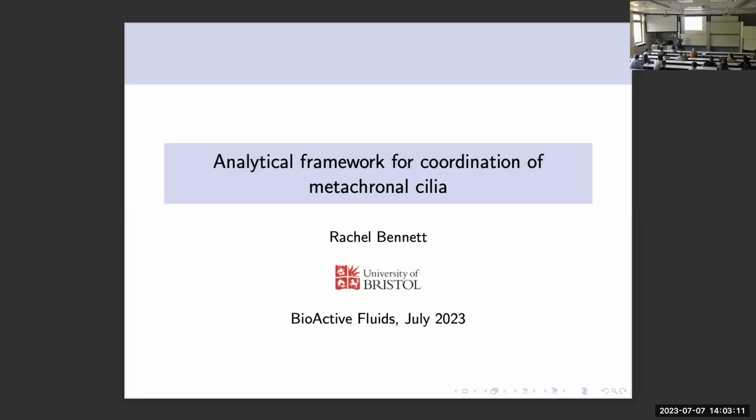How cilia coordinate. They coordinate into metachronal waves. I'll give a bit of an introduction as to what that means and show you some mathematical tools that allow a connection between the properties of an individual cilium and the emergent wave.